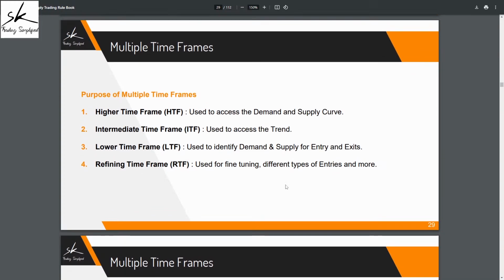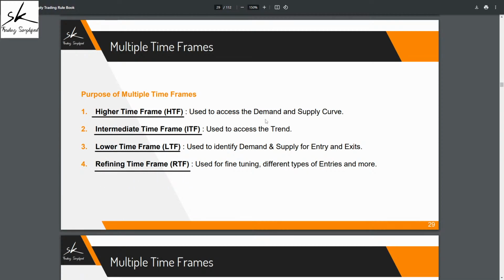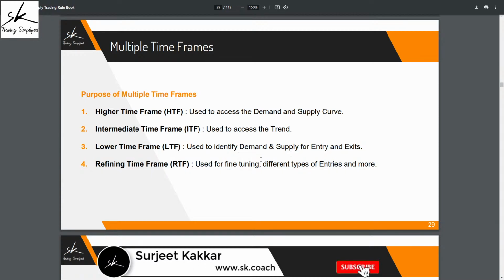We use a minimum of 4 different time frames, and we call them the higher time frame HTF, intermediate time frame ITF, lower time frame LTF, and the refining time frame RTF. The higher time frame is used for demand supply curve analysis, intermediate is for trend. The lower time frame is where we identify areas of demand and supply for our entries and exits. And the refining time frame can be used for multiple purposes like fine tuning the zone, different kinds of entries like your type 2, type 3 entries, or in case we need to apply some additional rules, that is also where this time frame can help us.